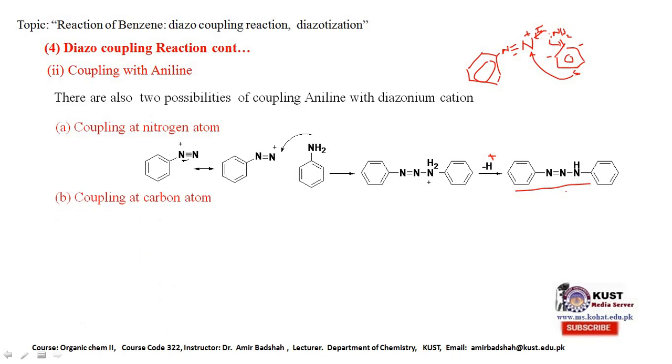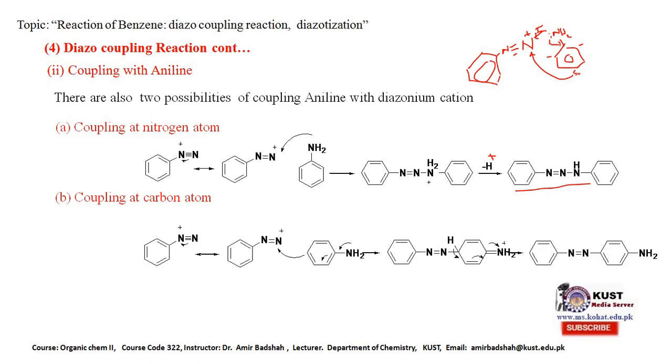The second one is the coupling at the carbon atom, where the NH2 group shifts electrons to the ring, so it activates the ring and increases the electron density at the ortho position as well as at the para position, but mostly the coupling takes place at the para position. The reason is steric effect. Here it is resonance stabilized.